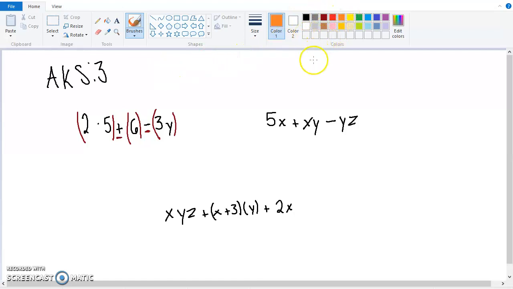The factors are the things getting multiplied in each term. So in your first term you would have 2 factors since 2 and 5 are being multiplied. In the second term you have 1 since 6 isn't being multiplied by anything. And then in your third term 3 and y would be your factors since they are being multiplied by each other. So in the first expression you would have 5 factors.